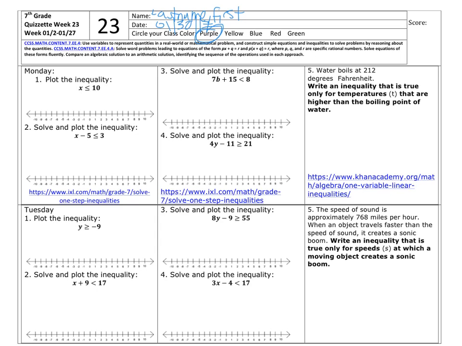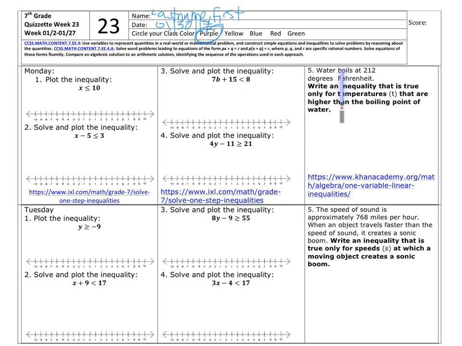These questions that you see should be review from what we learned last week. So number 1 is fairly easy. It says plot the inequality x is less than or equal to 10. Number 2, you're going to have to do a one-step equation to find what x is less than or equal to. Number 3, it's a two-step inequality because you will not only have to solve for b, you will have to either multiply or divide by another number. Number 4 is also considered a two-step inequality.